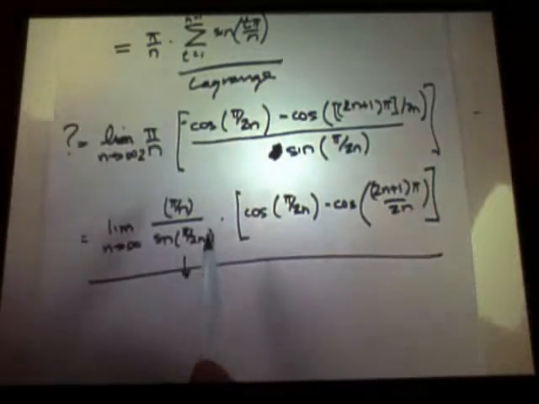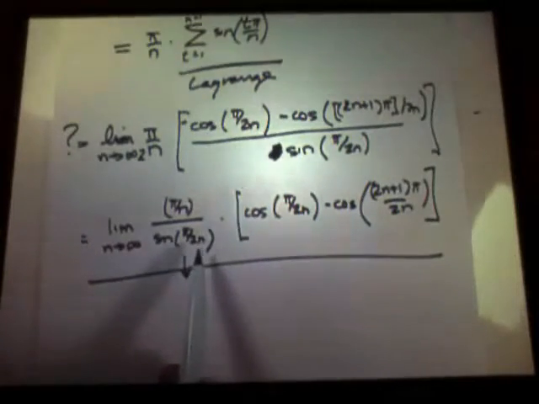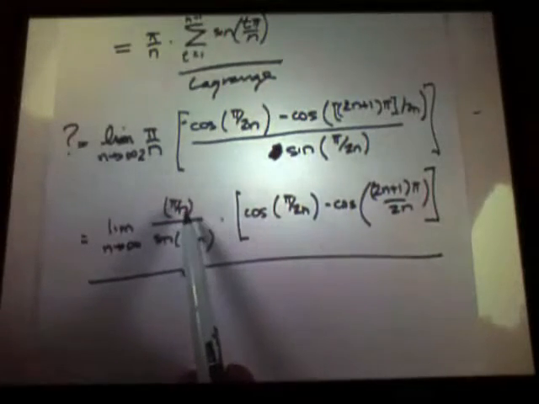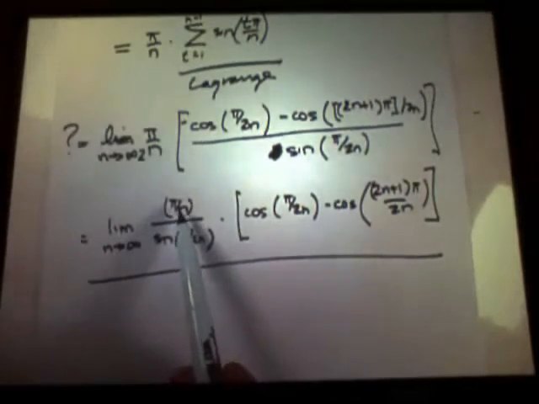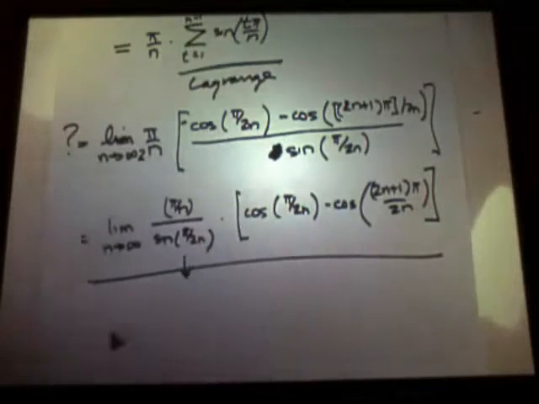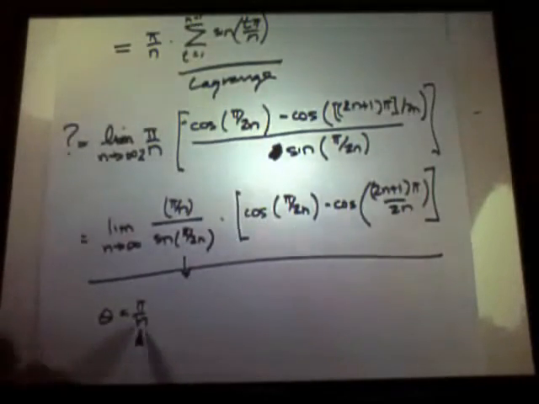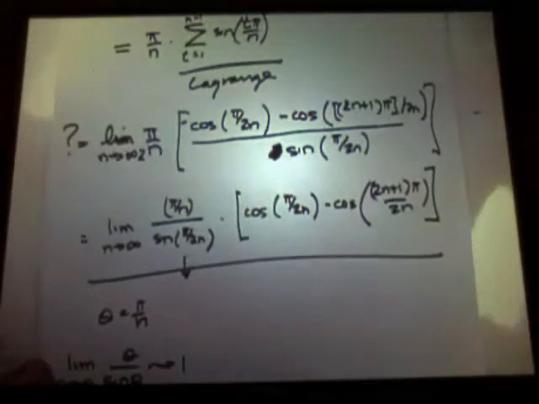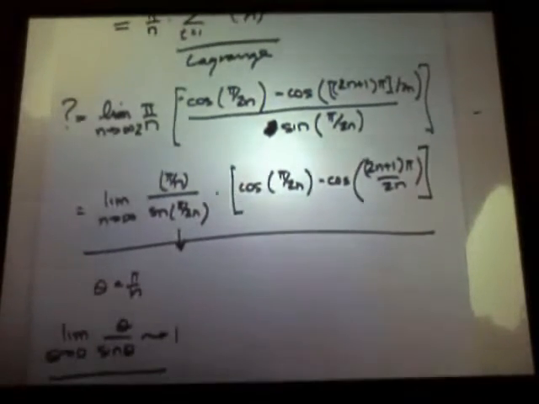This, if we let pi over n be theta, as n goes to infinity, pi over n is going to 0. If theta equals pi over n, the limit as n goes to infinity is like taking the limit as theta goes to 0. And the limit as theta goes to 0 of theta over sine theta is 1, right? I'm using that fact right now.